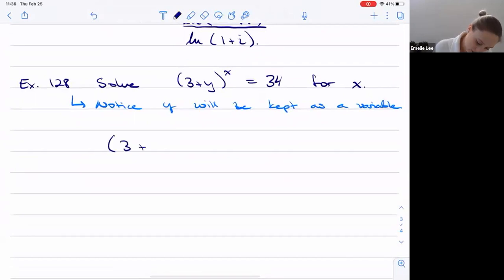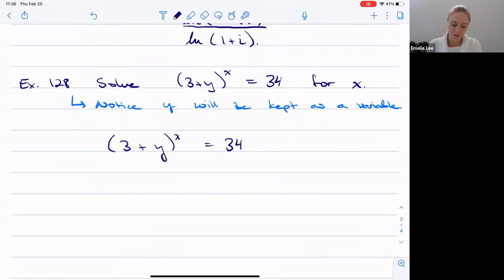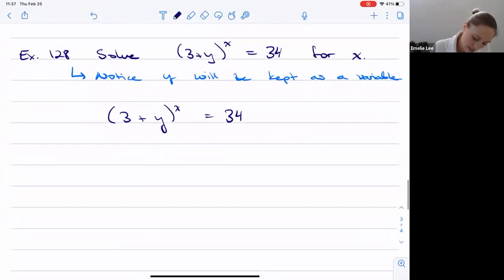So let's just write out this equation again. 3 plus y to the power of x is equal to 34. So now, if I'm trying to solve for x, I know I have to use logs to bring this x downstairs, right? And I need to make sure that I've only got it as a power on one side. So I need to isolate it first before I can bring it downstairs. But it's already isolated. So now I can take the log of both sides. I'm going to do that quick maneuver, right? And just say x times the log of 3 plus y is equal to the log of 34.